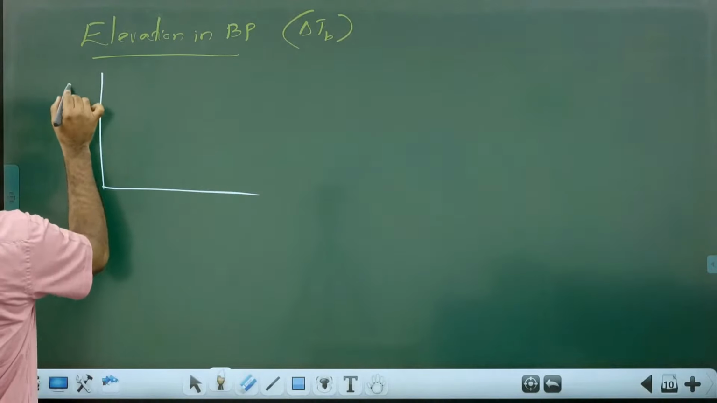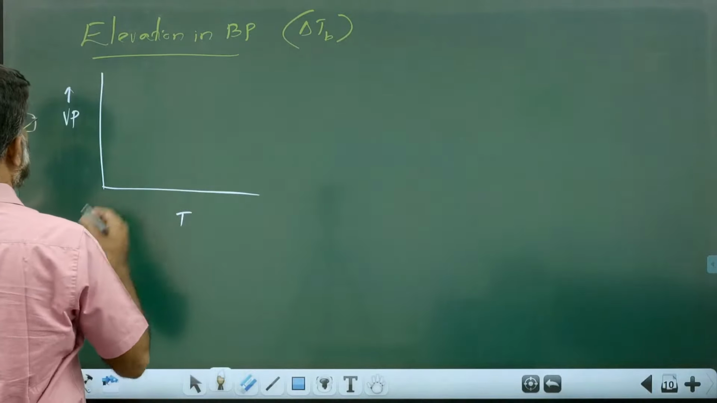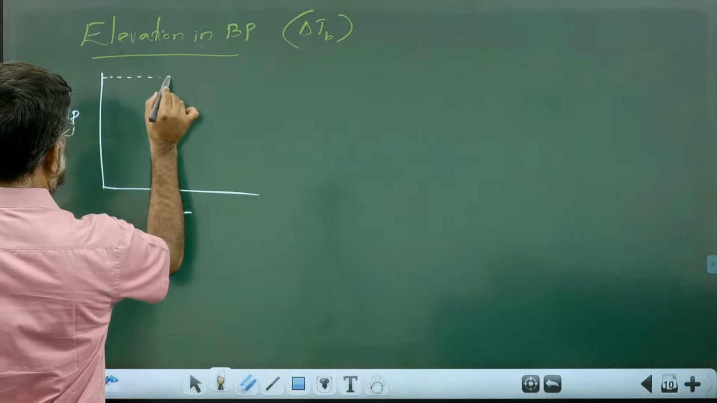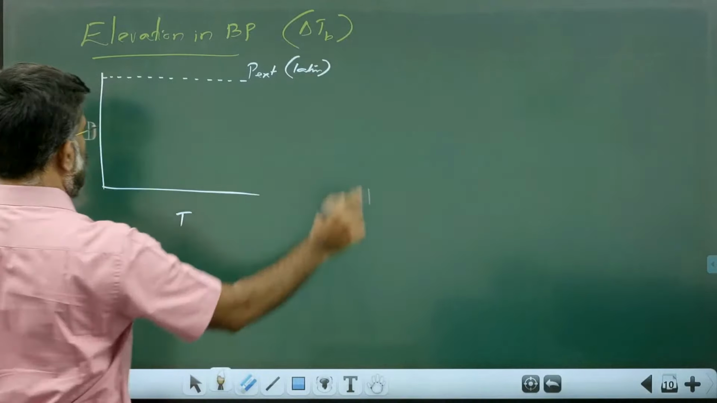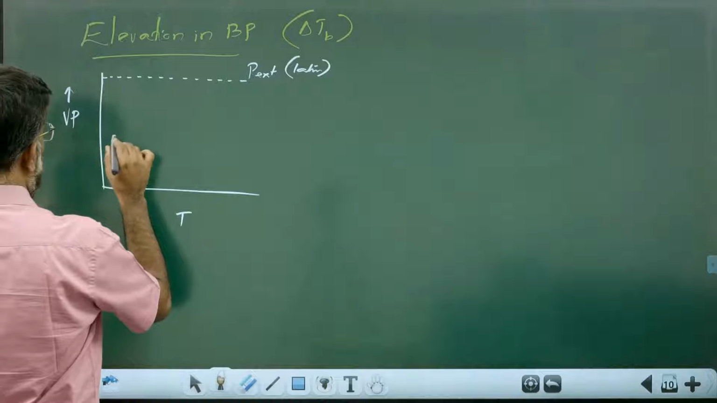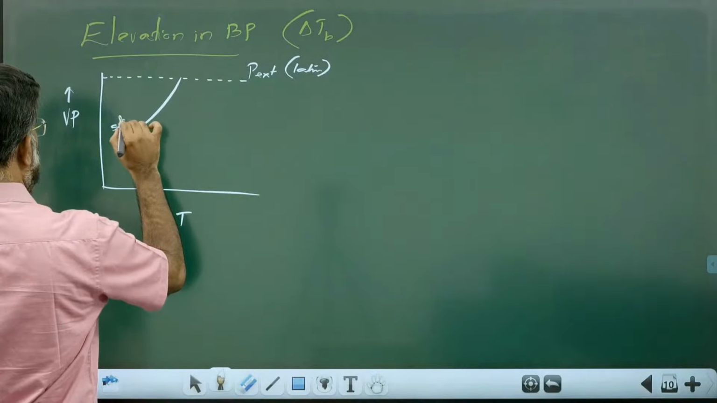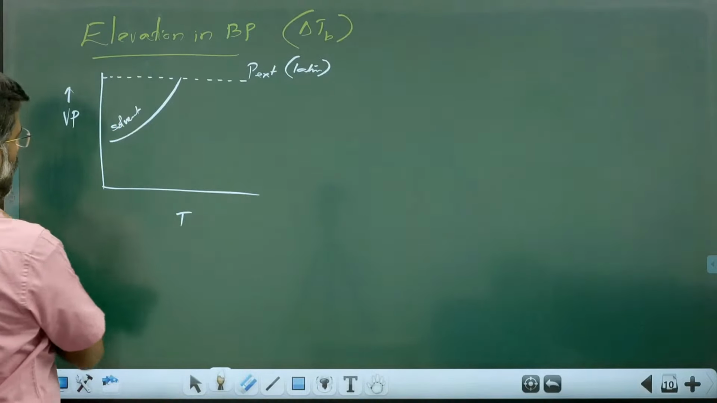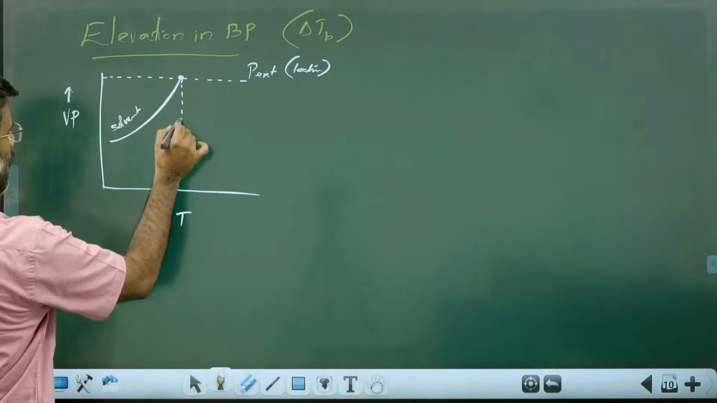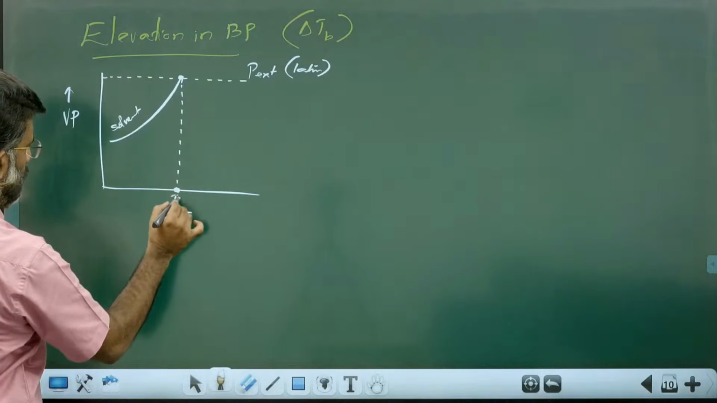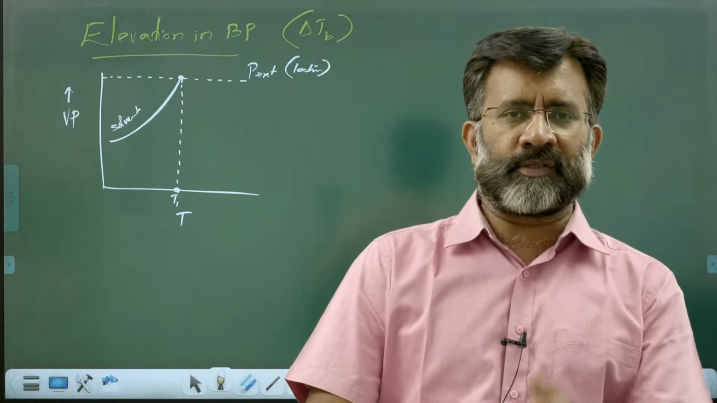Suppose graphically we represent vapor pressure along the y-axis and temperature along the x-axis. And imagine this is external pressure, P external, for example 1 atm in case of atmospheric pressure. And you see a solvent, the graph will be like this. This is a pure solvent. As the temperature increases, vapor pressure increases. At this particular point, the liquid starts boiling, T1. For example, water, T1 will be 100 degrees Celsius, all of you know.